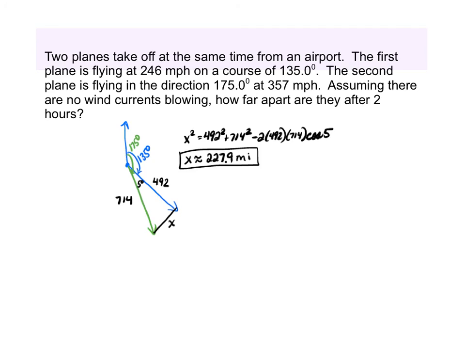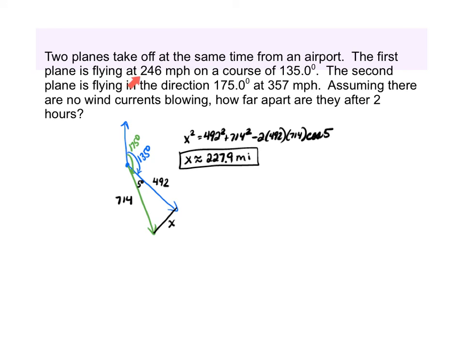So here's my picture. The two planes take off at the same time from the airport. So I have drawn their first location right here. The first plane is flying at a course of 135 degrees. So measuring from my north line, 135 degrees, my blue line, that's my first airplane. The second plane takes off from the same place, only now it's traveling at 175 degrees, which is this green ray that I've drawn here. And then I want to know how far apart they are after 2 hours.